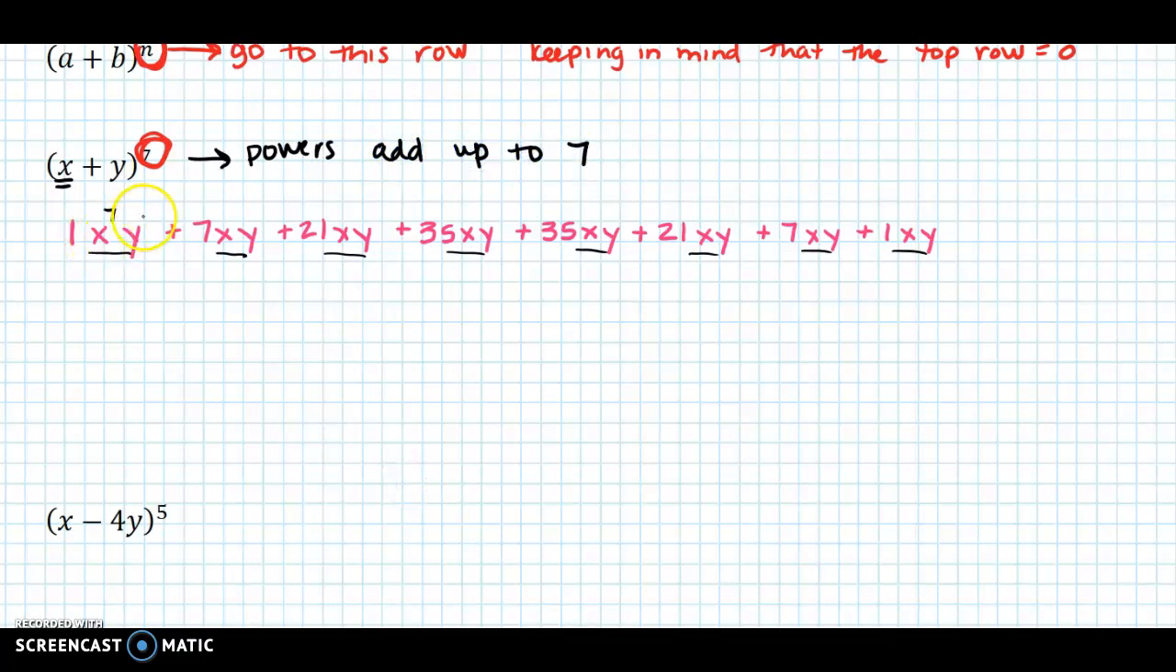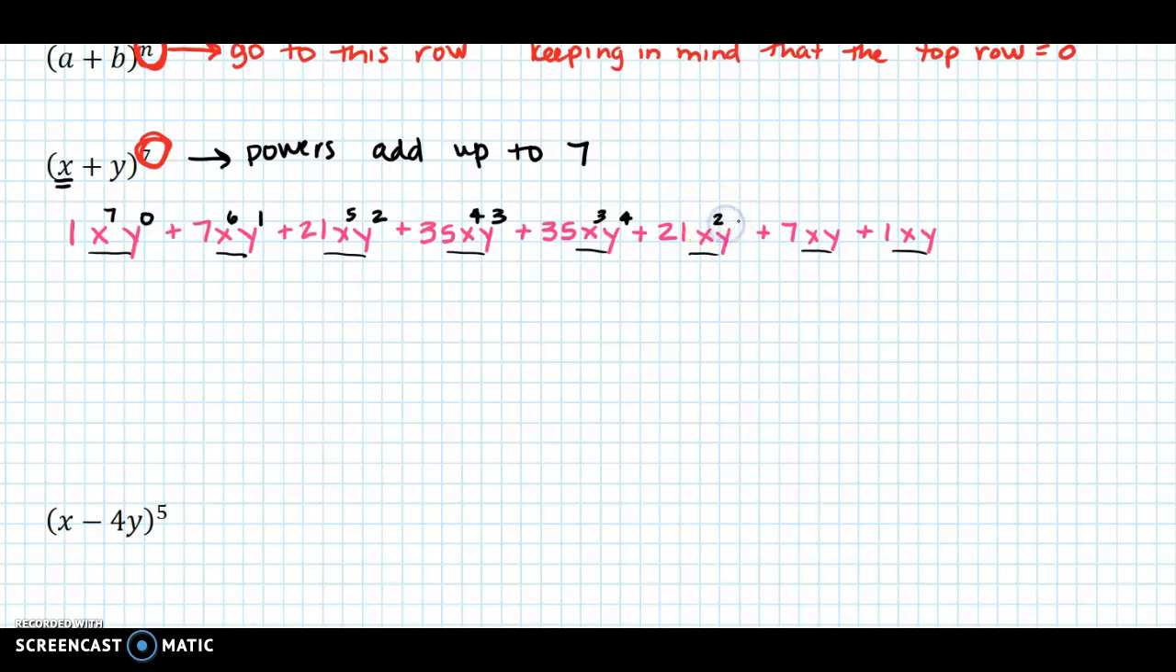So if the x has 7, then the y has to have 0. Then you decrease. So x has 6, which means y has 1, because that makes sense. X has 5, so y has 2. X has 4, so y has 3. This x here has 3, so this one has 4.